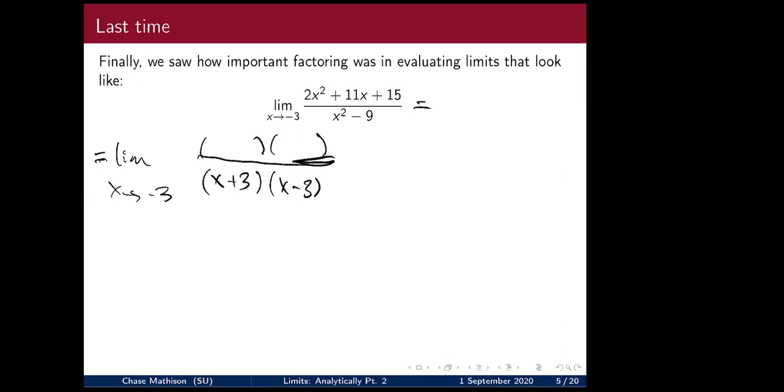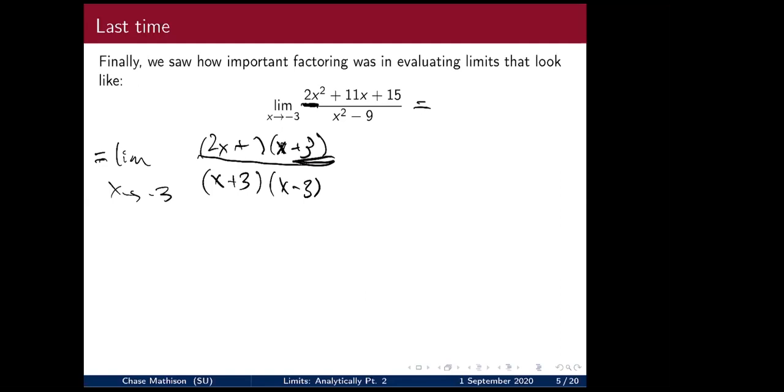Not quite, because we've got this 2 here, right? So I'm definitely going to need a 2x, and then in order to get a 2x squared, I'm going to need an x here. And so, yeah, it's 2x, 2x plus 5, and this is x plus 3, right? We definitely have to have a factor of x plus 3.